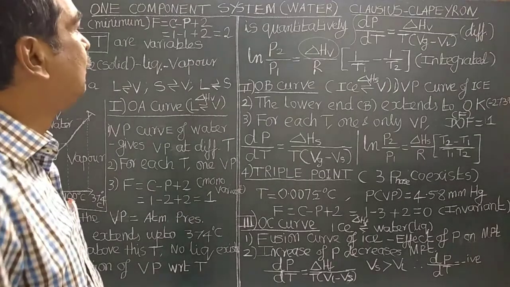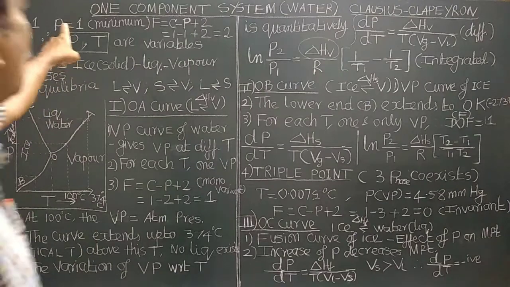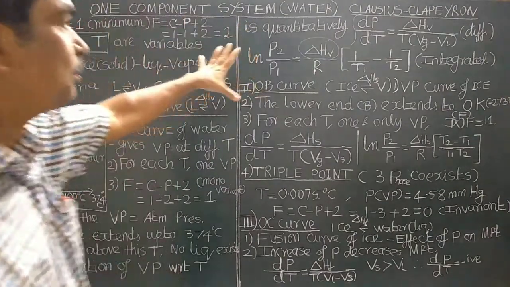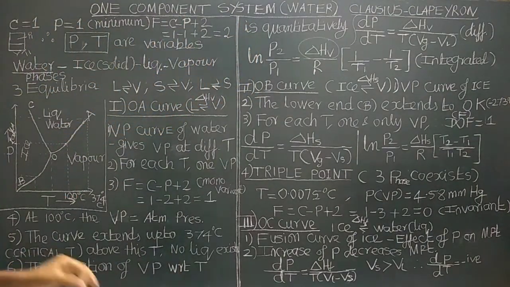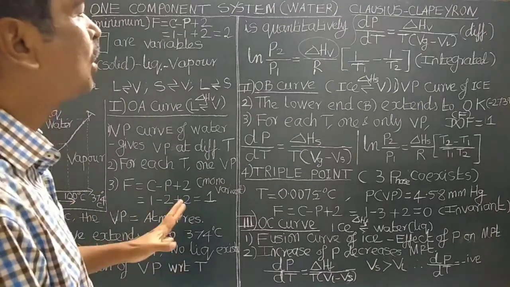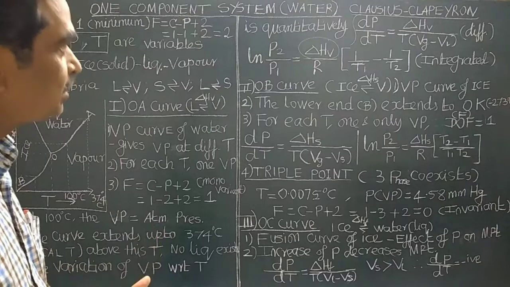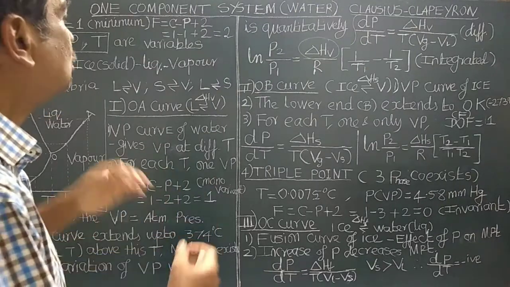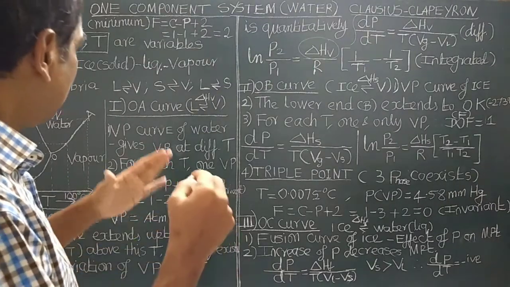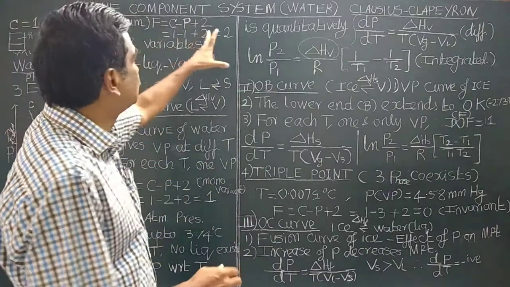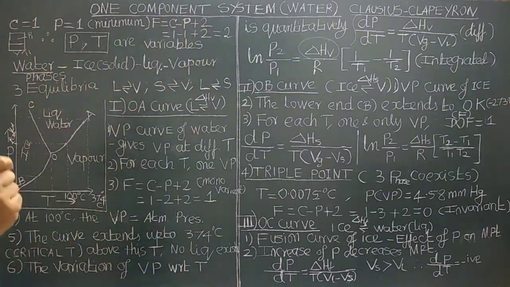Good morning. In this class, we will study about one component system. Water is the best example of one component system. There are other systems, sulfur system, carbon dioxide system, we will study one by one. So water is the example of one component system. We will study here water system.